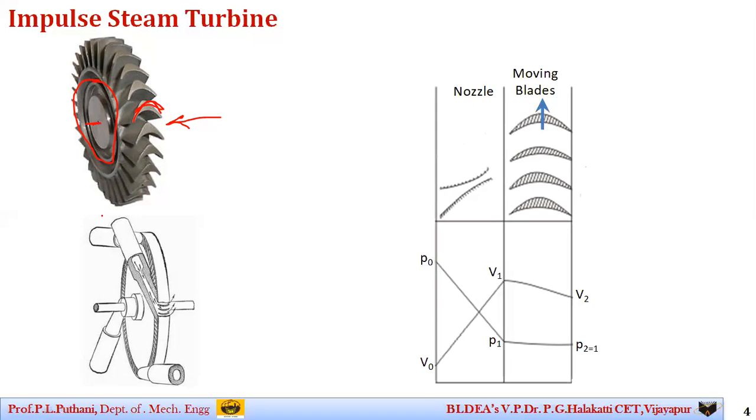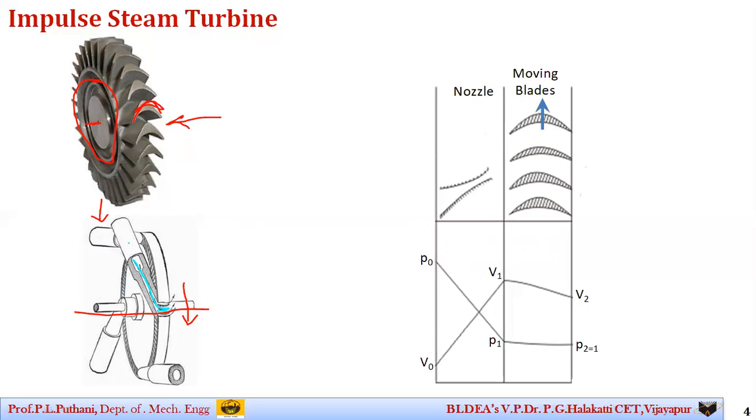You can see this in the bottom figure also. Here is the shaft, which is under rotation, and a small sectional view of the blades. When the steam coming from the nozzle hits these curved turbine blades, it causes the blades to rotate, and in turn the shaft also rotates.